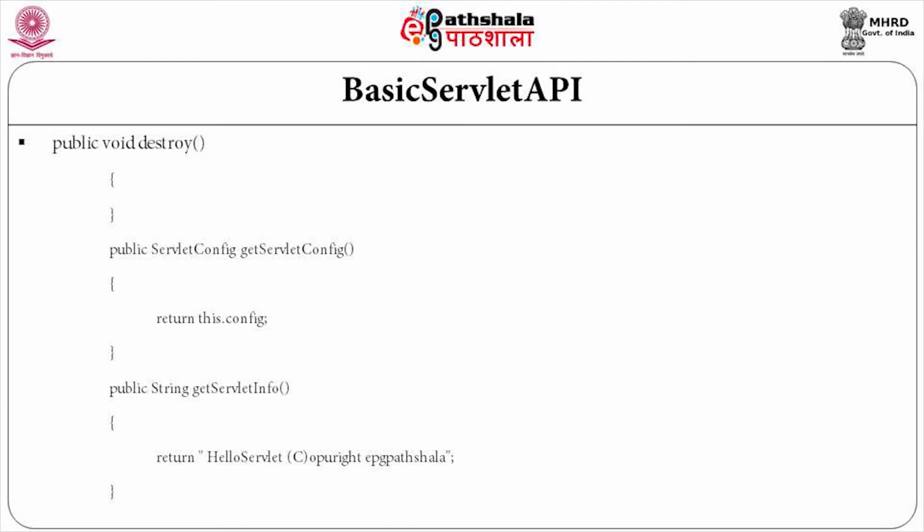Third one, again another simple one, we can keep it as get servlet info, so it returns a string. This implementation can be return, and we can say copyright EPG Pathshala, and the year 2015. So, let us keep that returning, and of course, the name of the servlet, that is hello servlet. So, hello servlet, copyright EPG Pathshala and the year. That can be our implementation of get servlet info.